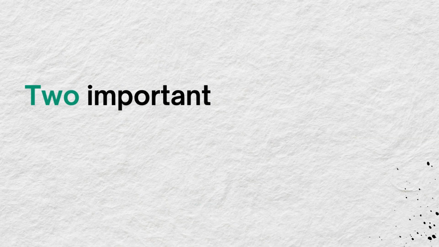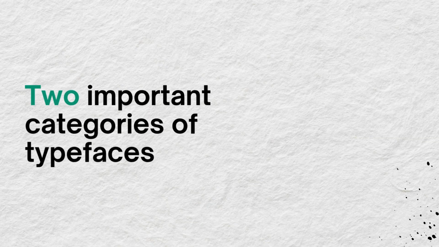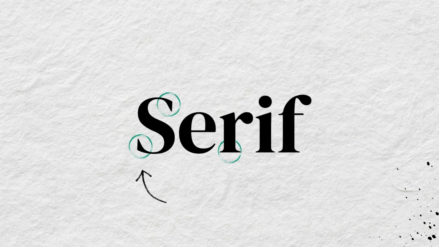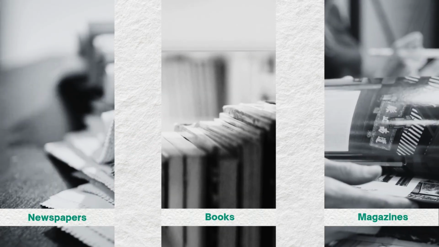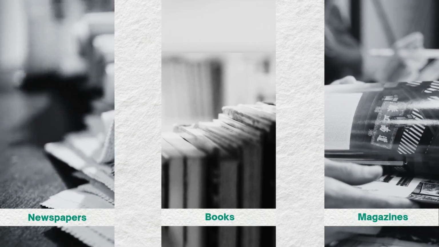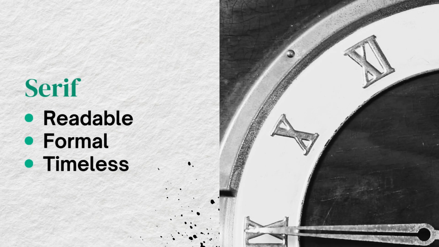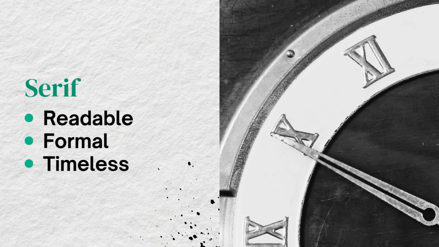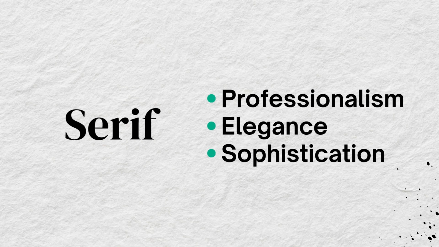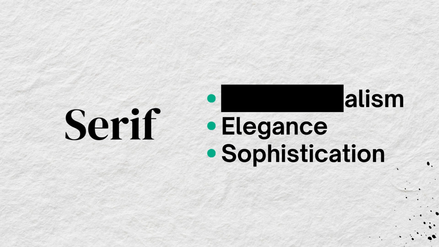Now, let's direct our focus onto two very important categories of typefaces, serif and sans serif. Serif fonts are characterized by small decorative lines or flourishes at the end of characters. They are commonly used in traditional print media such as newspapers, books, and magazines. They are very readable in print, come across as formal, and their existence spans across centuries. Today, serif fonts are associated with professionalism, elegance, and sophistication.